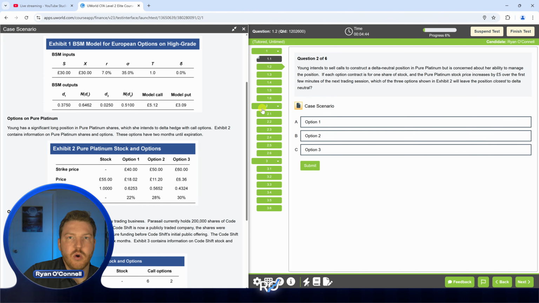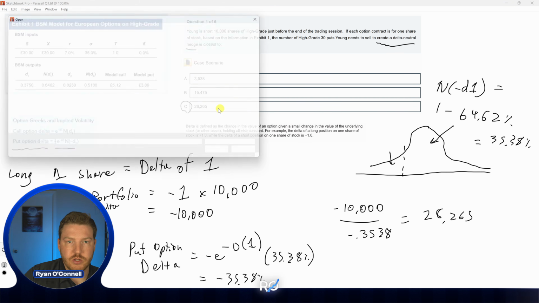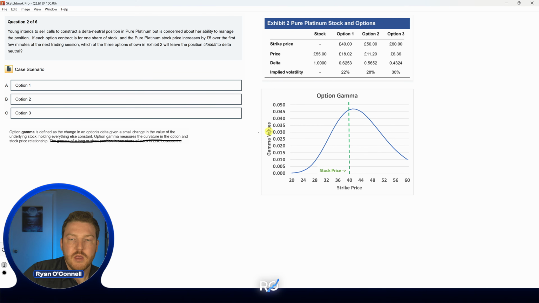So this is actually a question that's related more to the Greek gamma. So I'm going to open up the next one that I had planned for this question. Gamma, and I got this from UWorld's chapters of their readings. I'm going to read the definition and then you'll understand why gamma is what we're being asked about. Option gamma is defined as the change in an option's delta given a small change in the value of the underlying stock, holding everything else constant. So option gamma measures the curvature in the option and stock price relationship.